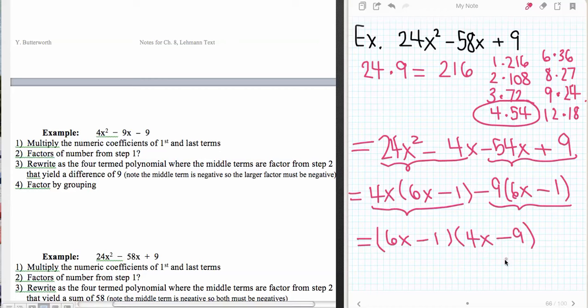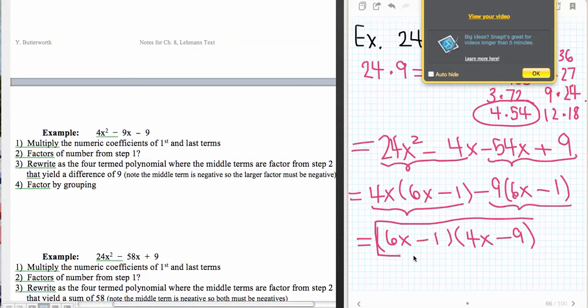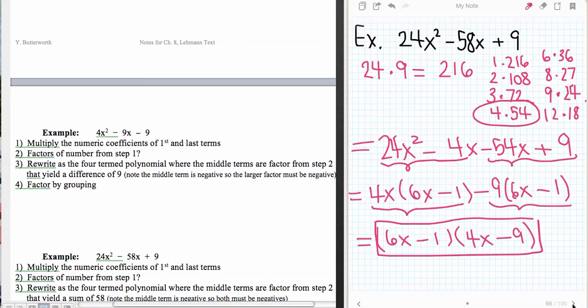And then from there I can check and see if I have my answer. 6 times 4 is 24, negative 54, negative 4, so that's a negative 58, and then negative 1 times negative 9 is a positive 9. And so we do indeed have the correct answer.